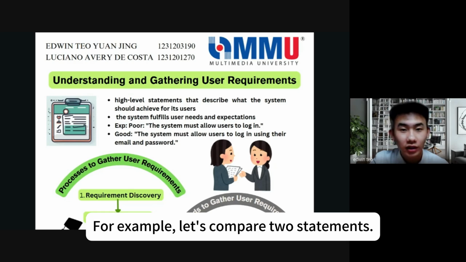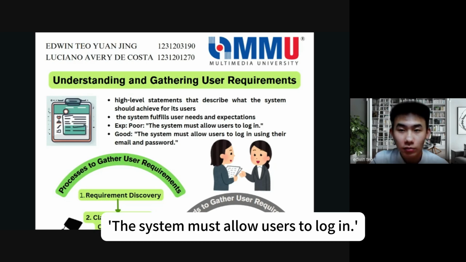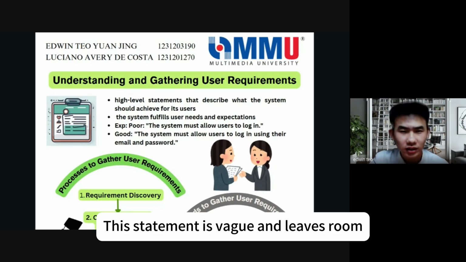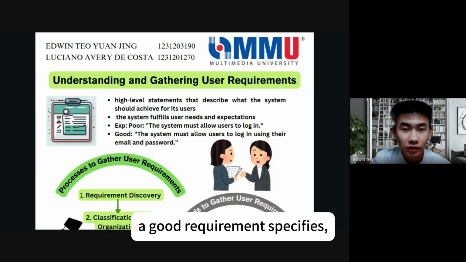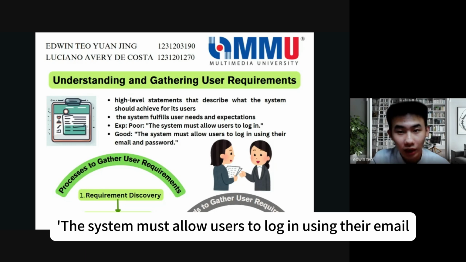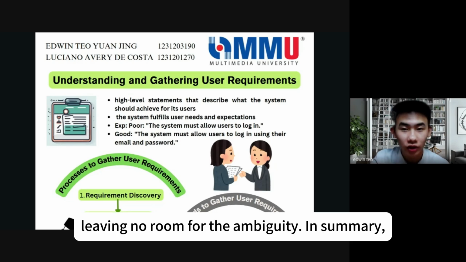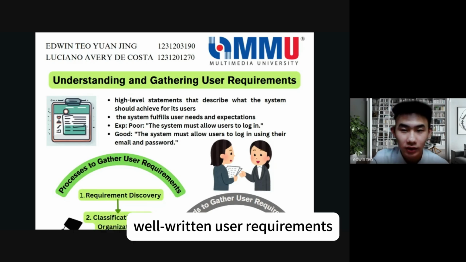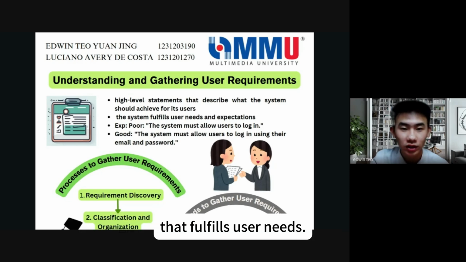For example, let's compare two statements. A poor requirement might say, the system must allow users to log in. This statement is vague and leaves room for misinterpretation. On the other hand, a good requirement is specific: the system must allow users to log in using their email and password. This statement is precise and clear, leaving no room for ambiguity. In summary, well-written user requirements are the foundation for building a successful system that fulfills user needs.